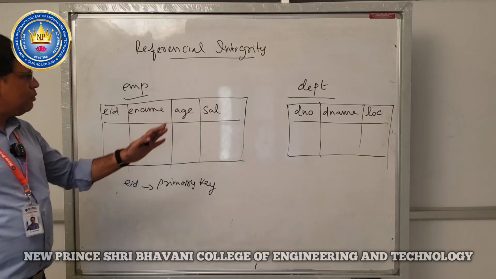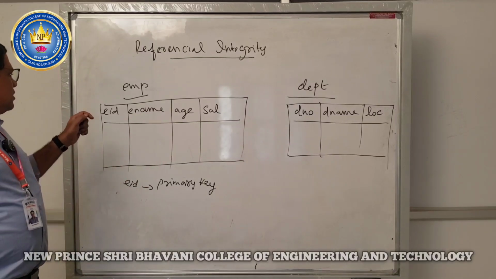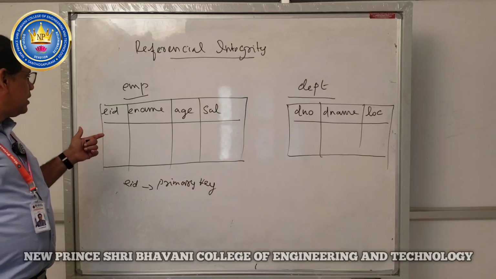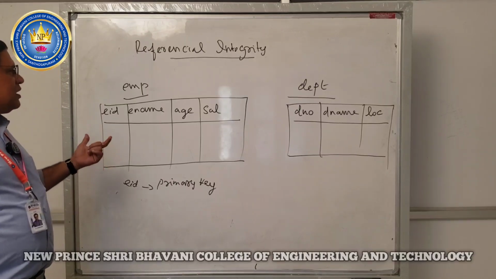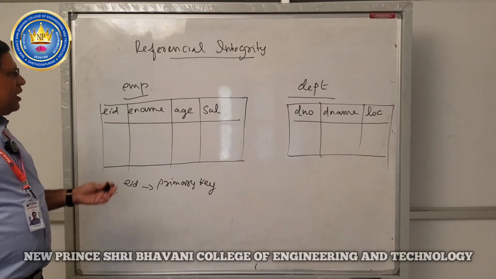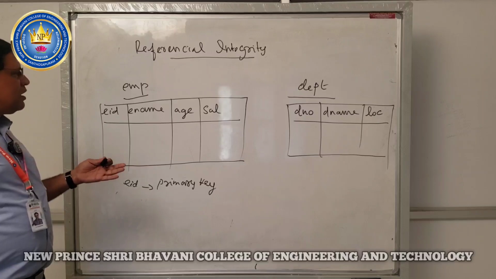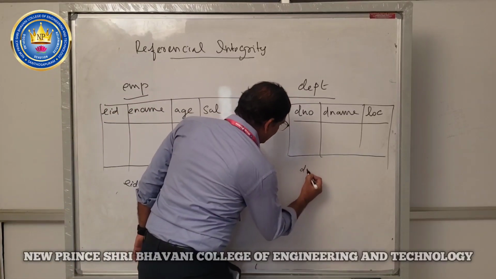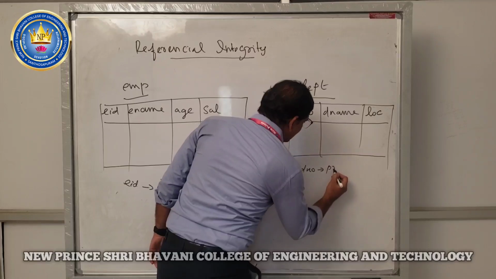Usually, whatever table we are considering, at least one field will be the primary key if it is a strong entity. For a weak entity it is not possible; that comes very rarely. In the department table, we set the department number as the primary key.